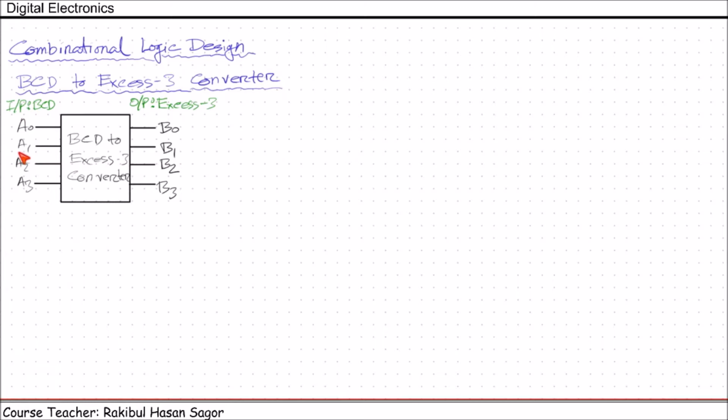So using 4 bits we can have 16 combinations. So 6 of the combinations can be taken as don't care condition, because those inputs will never come as the input is BCD. So we need to design this box, BCD to Excess-3 converter. First of all, let us construct the truth table for this.